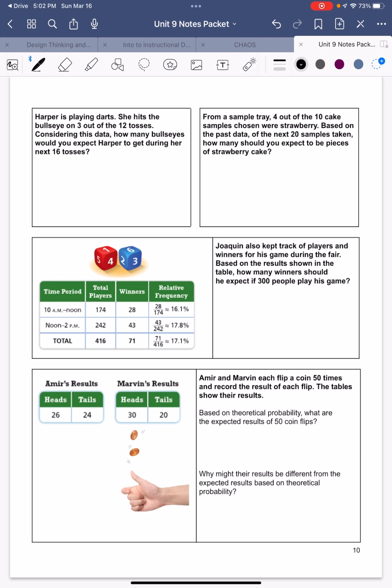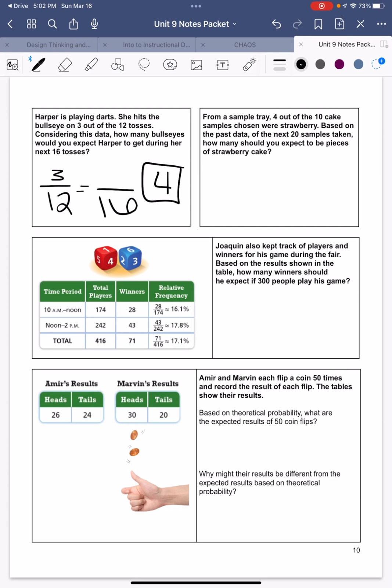So this one, Harper's playing some cards or some darts. She sees that she gets a bullseye on 3 out of 12. What about if she did 16? So I would do 3 times 16 and get 48, and 48 divided by 12 and get 4.